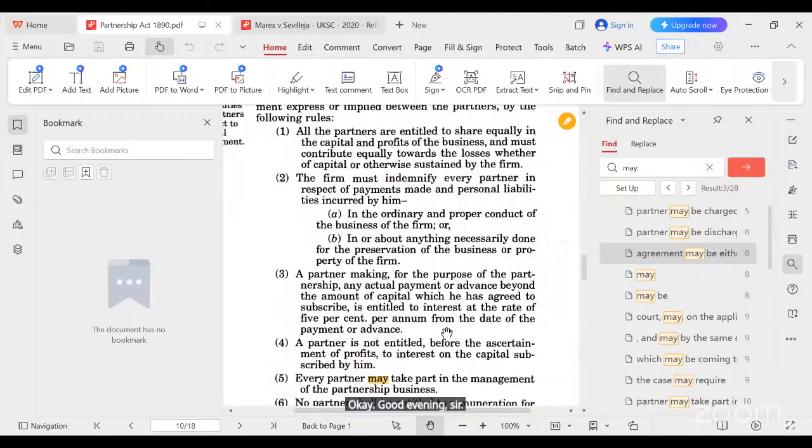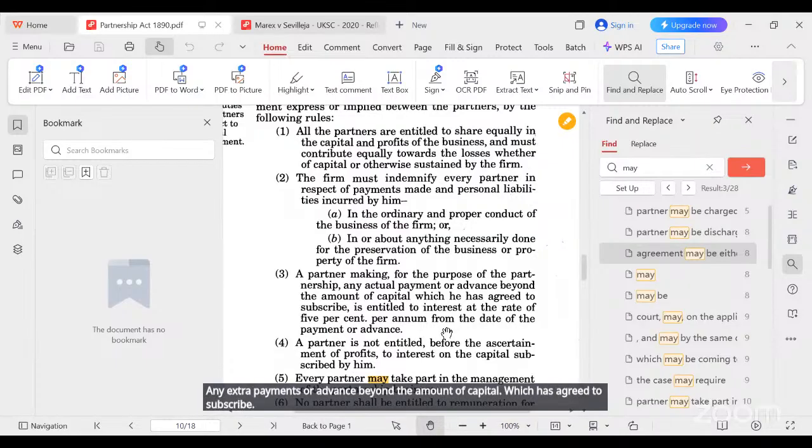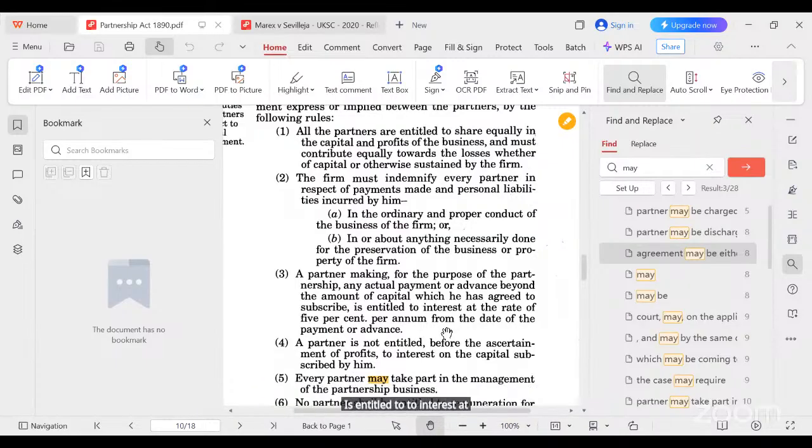A partner making for the purpose of the partnership any actual payment or advance beyond the amount of capital which he has agreed to subscribe is entitled to interest at the rate of 5% per annum from the date of the payment or advance. I think this is fair on the face value, sir. Okay, so the answer is that should the partners modify this rule or leave it? They should leave it, sir.